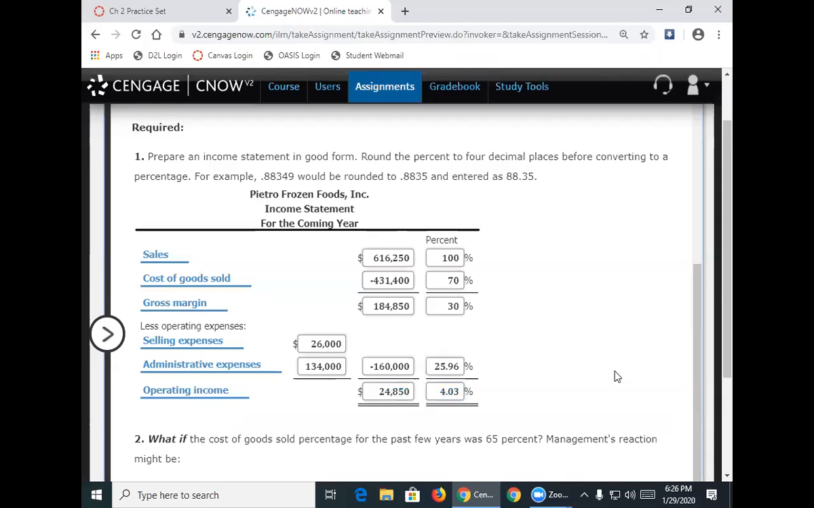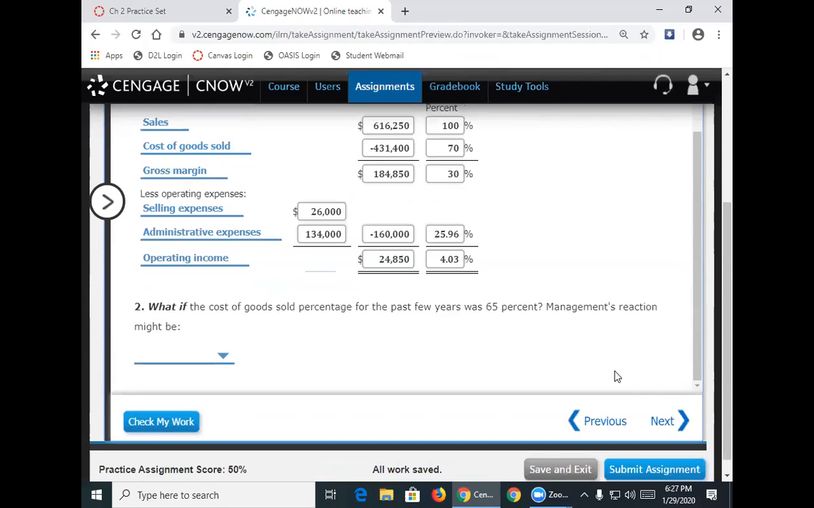So again, we use this income statement for internal use, but it helps us look at our margin, our gross margin, which is really important, cost of goods sold, both numbers and percentage-wise, and see how we're doing. So we'd obviously compare this to past years. The what if on this one says, what if the cost of goods sold percentage for the past few years was 65%? And so now it's jumped to 70%. What would management's reaction be, possibly?